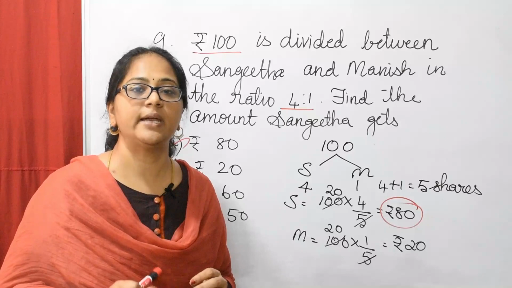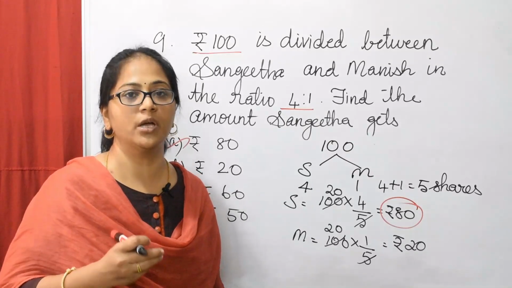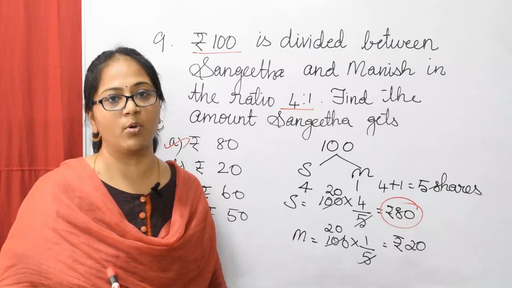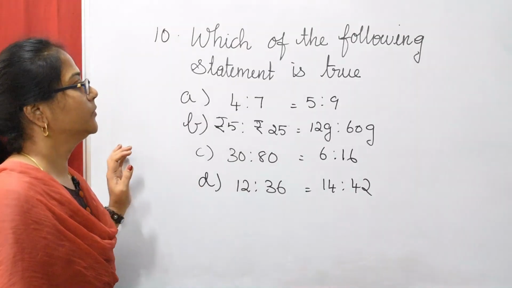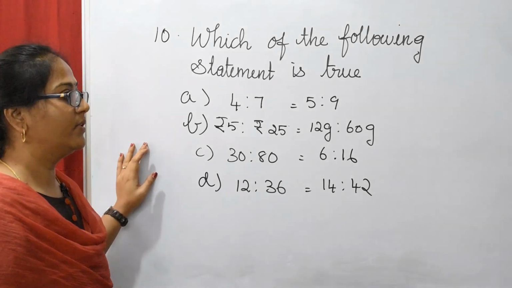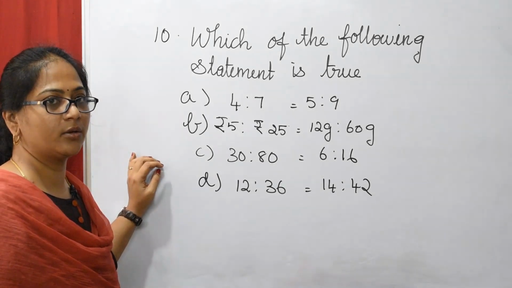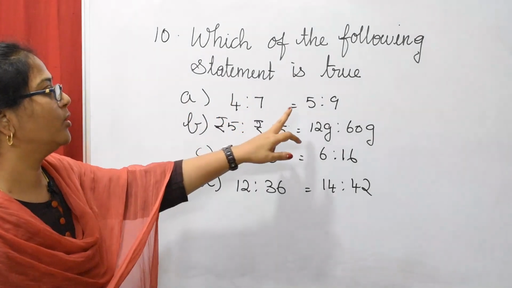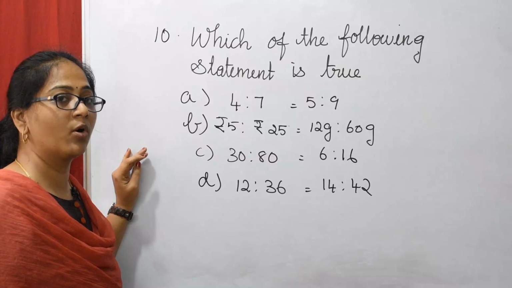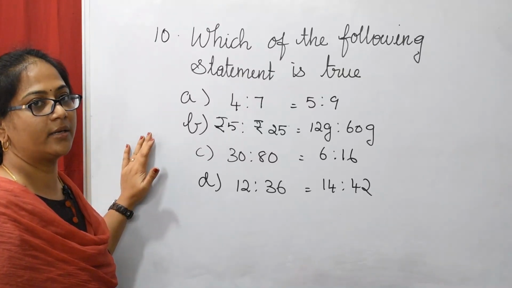Now students, 10 and 11 I am going to give you the question and you are going to comment the answer in the comment box. So this is question 10, and we discussed a similar question related to that. So what is that? When you are going to find whether these are proportion or not. We have already discussed a question related to this.